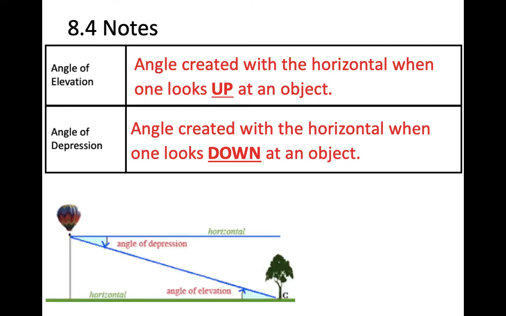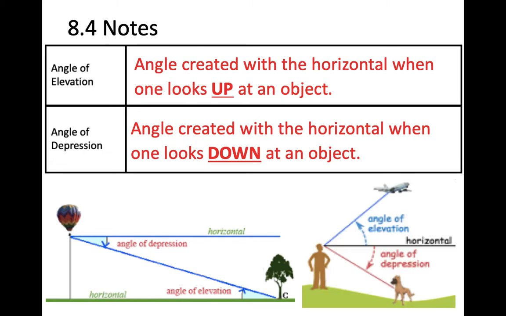And here's an example. You can see there's a person in the balloon looking at a tree, and someone lying down by the tree looking up at the balloon. Again, the horizontal lines are parallel, and the angle of depression and the angle of elevation are going to be equal in that case because they are alternate interior angles. Here's a different example of a person looking up at an airplane, so that's the angle of elevation, and looking down at a dog at the bottom of the hill, that's the angle of depression. Those are obviously not alternate interior angles, so they don't necessarily have to be equal.